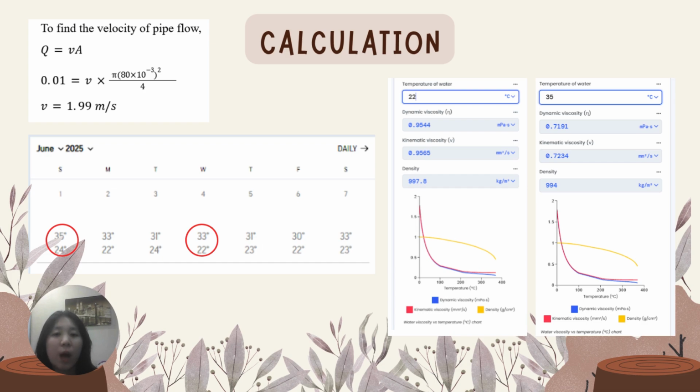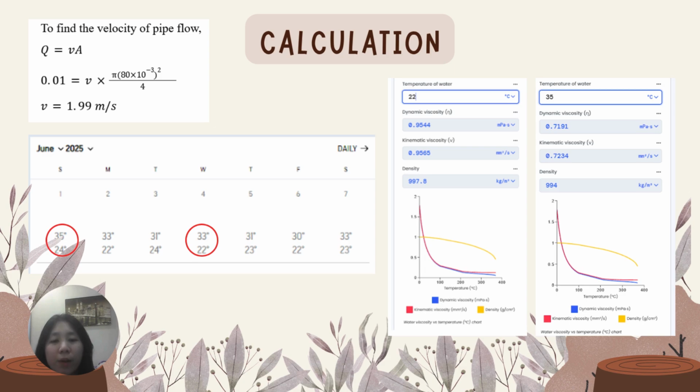Let's continue to our calculation part. First, we need to calculate the flow rate of the water. Assume that the flow rate is 0.01 meter cubed per second. The diameter of the pipe is 80 mm. We found that our velocity will be 1.99 meters per second.